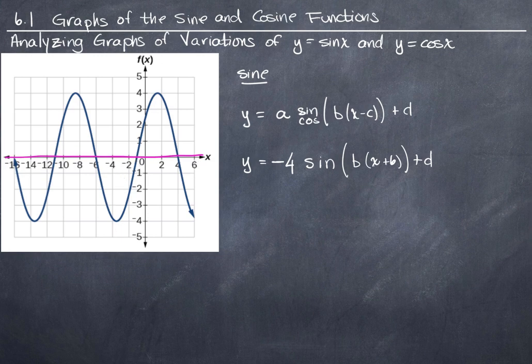That won't always be the case. Sometimes this line will be shifted up, and it'll go up 4 from there and down 4 from there. If it went up 4 from here, it would go up to 6. If it went down 4 from here, it would only go down to negative 2. So you need to figure out what that line is. In this case, that line is just the x-axis, which means it has not been shifted up or down. That tells me that D is 0.